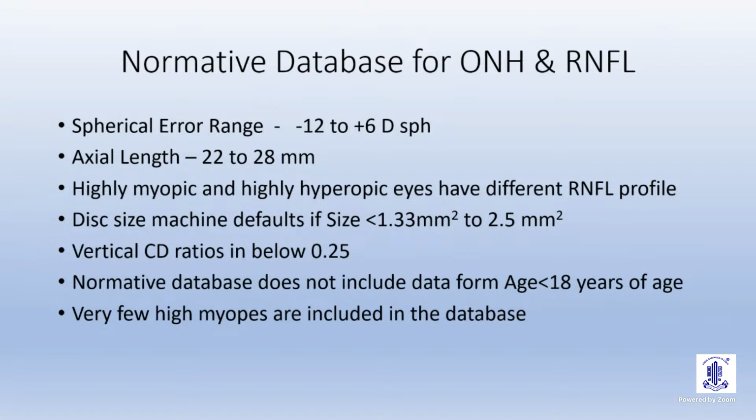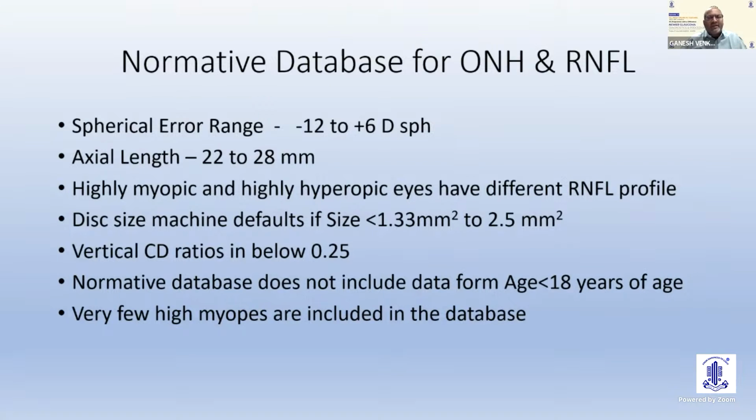The axial length also has to be measured. If you send somebody with an axial length of 20, you may get an output, but it will be a default output. It won't be the accurate output for that particular patient. So axial length has to be between 22 to 28 millimeters. These are for the Carl Zeiss OCT, which is OCT 500 or OCT 5000 or OCT 6000. Similarly for Spectralis and other OCT devices, you will have these in the operating manual, which you should look into and use accordingly.